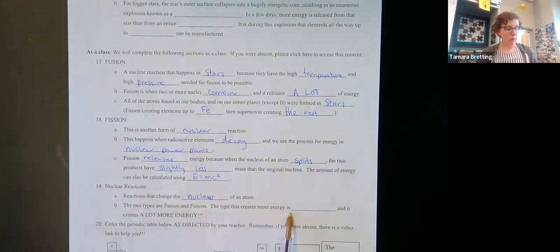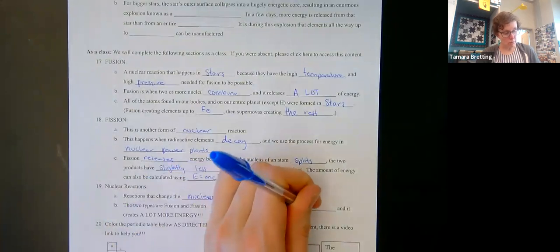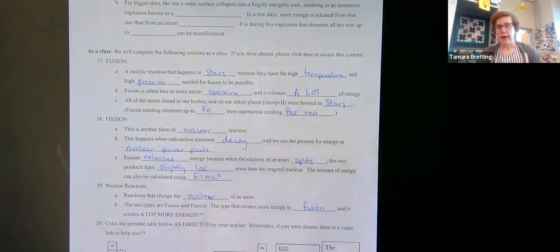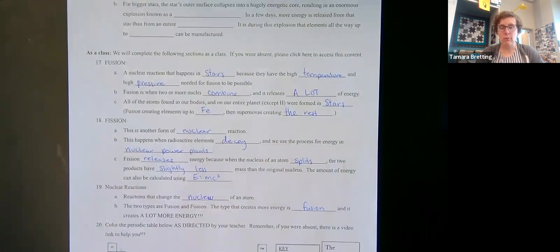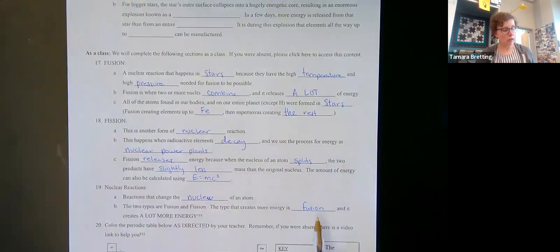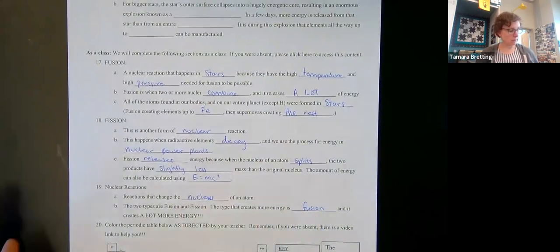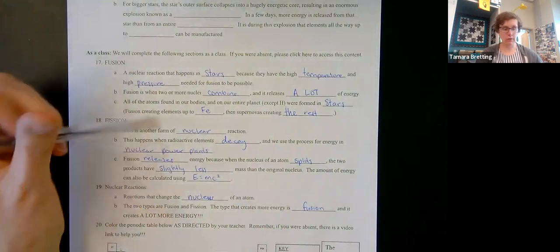The type that creates more energy is fusion. I hope that you think stars create more energy than power plants. So that might be an easy way to remember that, okay? So fusion creates more energy or releases more energy than fission does. And it's a lot more energy, okay?